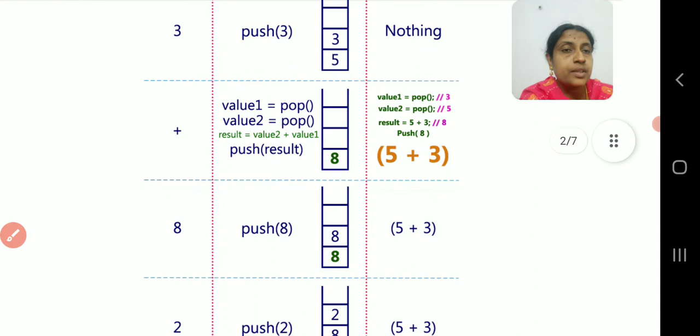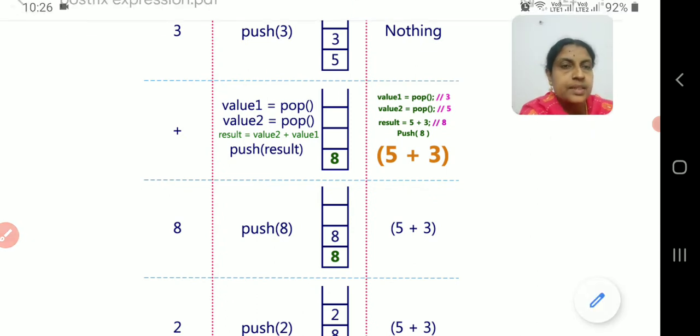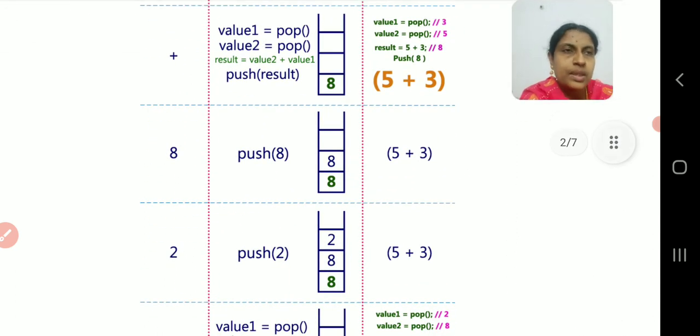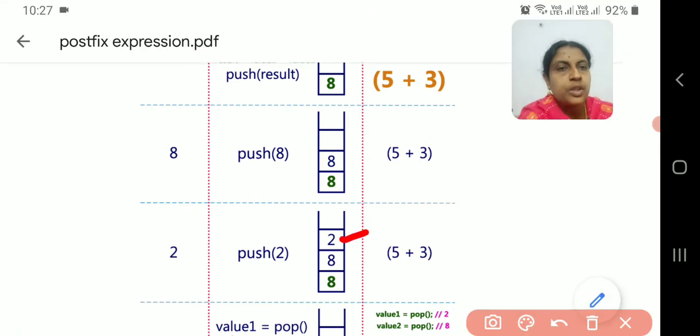Next 8 is there. So 8 is already in the stack, you need to push 8 into the stack. Next when you see 2 is there, once again it is an operand. So push 2 into the stack. See, 2 is being pushed. Both are done.